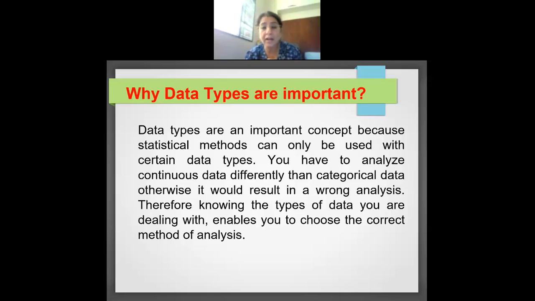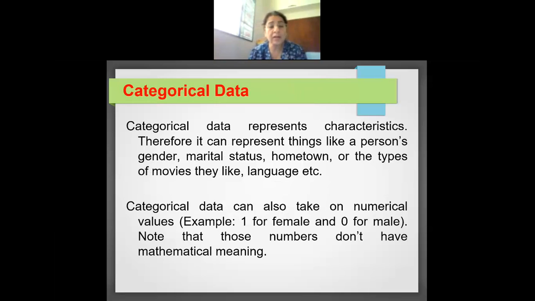So the techniques have to be combined strongly with the proper data type also. That will help you to do the correct form of analysis. So that's why I told you about different data types.